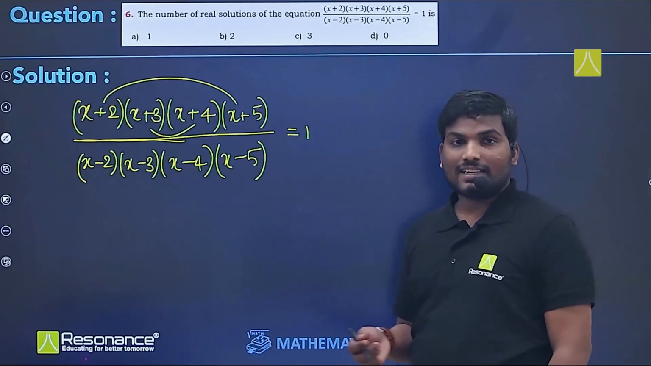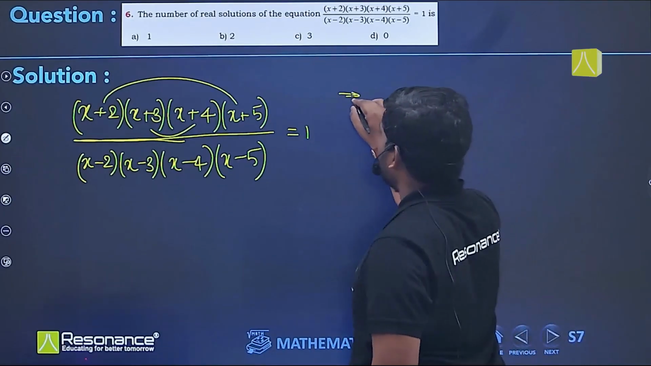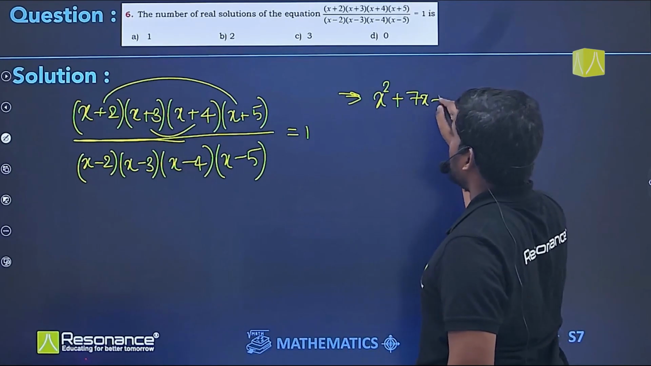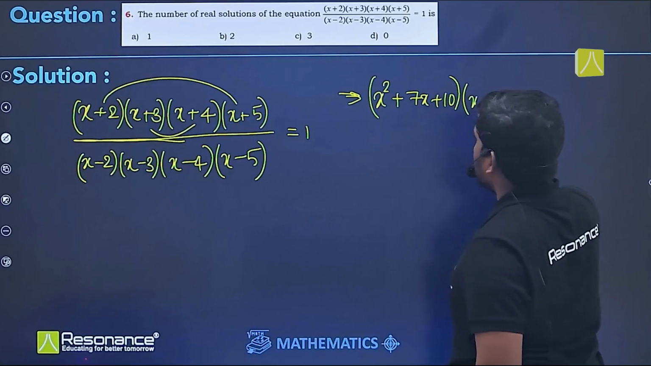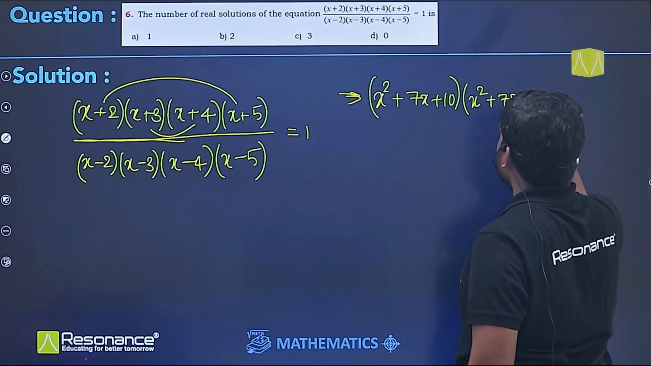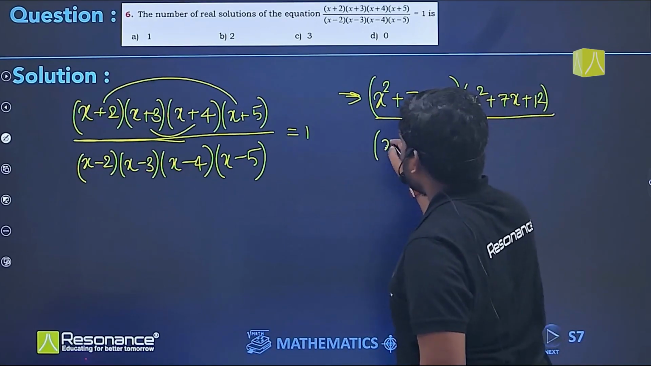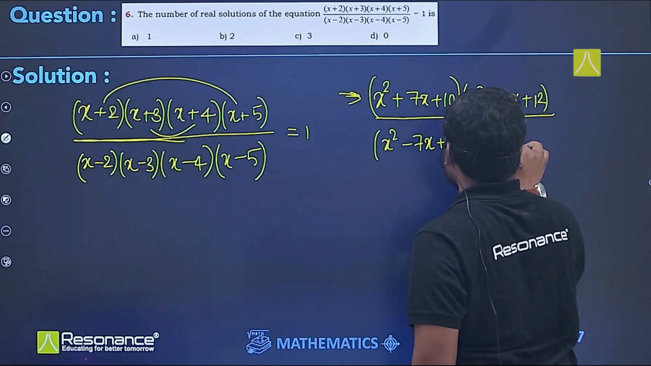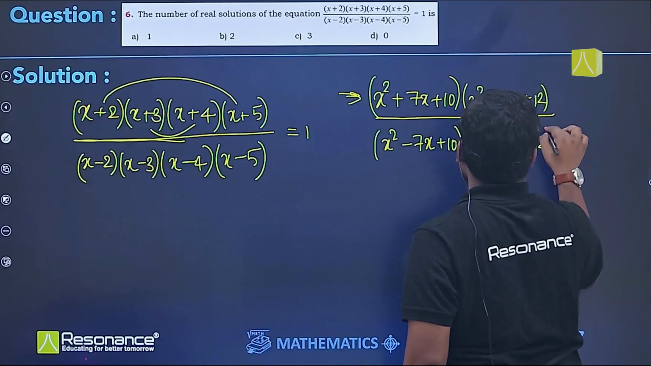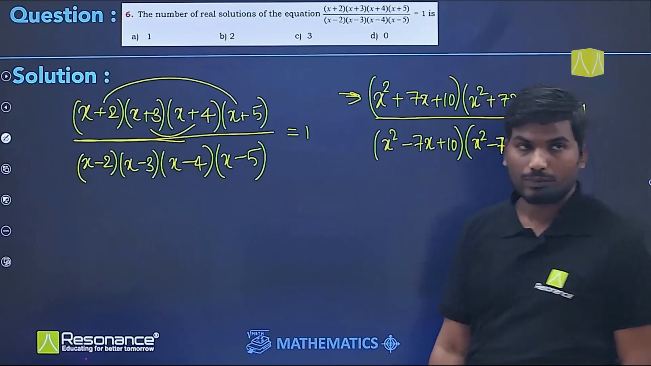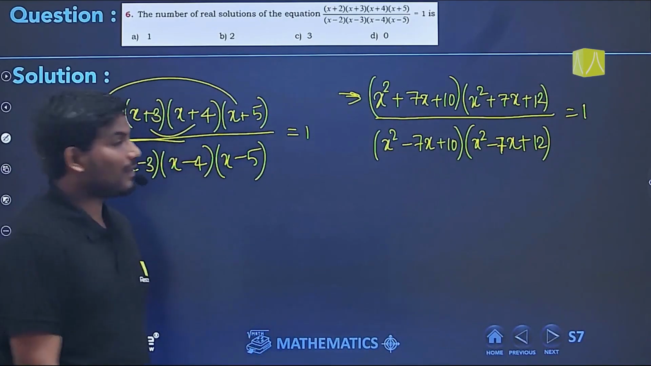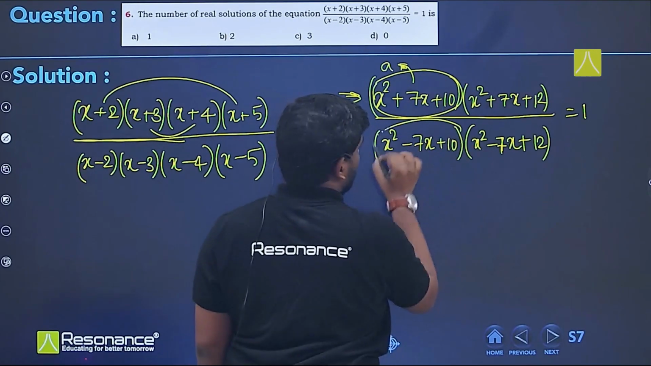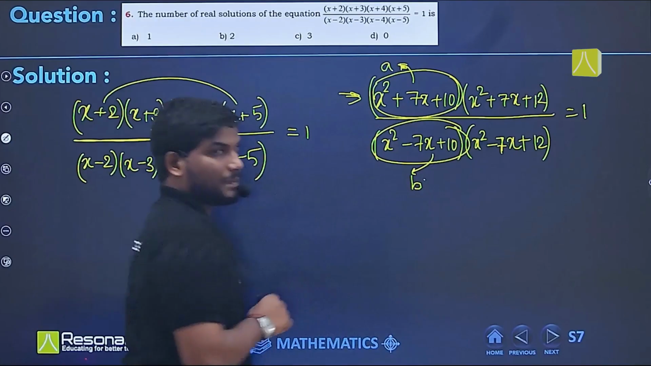this is the kind of packet problem we practice. So the first term and the last term multiplication would be (x square plus 7x plus 10) into (x square plus 7x plus 12) by (x square minus 7x plus 10) into (x square minus 7x plus 12) equal to 1. Now, obviously, we can consider this part as A and this part as B.